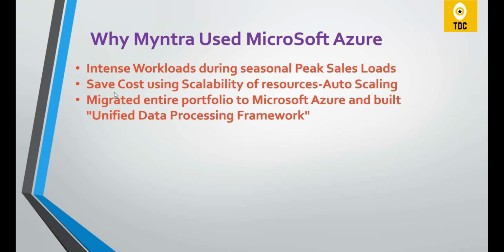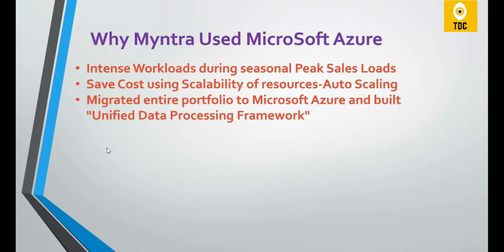And when you talk about scalability, you save cost when you scale. You actually use what is needed, and when there is no seasonal peak or it is off season, it will scale down also. That we can set automatically, and that's called auto scaling, which is helping Myntra save cost. And Myntra has built its entire portfolio into Microsoft Azure. It has migrated everything, all the data, infra, everything to Microsoft Azure, and it is calling it a unified data processing framework. Different organizations give different names to these kinds of centralized data lakes or data marts they build. Usually it will be a data lake kind of a thing, where they bring the entire data and dump it into one place, centralized. Different organizations call it by their own words.